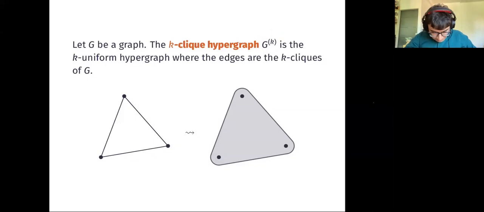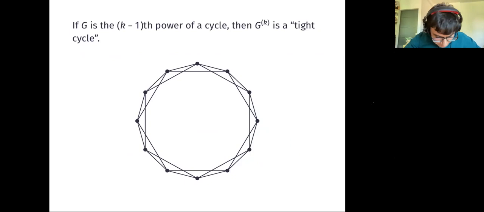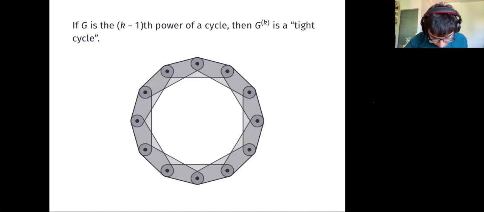And why is this useful to us? Because we are interested in powers of cycles. If your original graph is the (k-1)-th power of a cycle, then this auxiliary hypergraph, this clique hypergraph, will be a tight cycle. So this is a square of a cycle, and if I look at the 3-clique hypergraph, you will get this structure here, which is a tight cycle in a hypergraph. This is a structure about which we know something. There are a lot of results giving conditions which guarantee tight cycles in hypergraphs. This is a structure we know how to work with, so we will look for tight cycles in these associated hypergraphs.